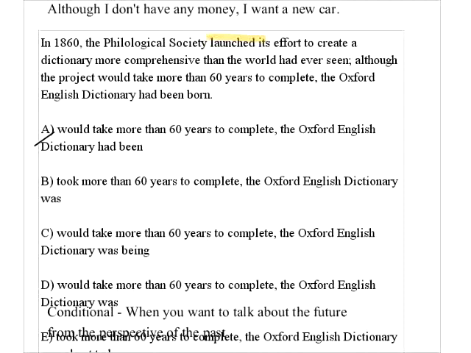But if I don't have the would, the conditional, if I just say, although it took 60 years, it was born, I don't establish that conflict at all, right? So I need the would here, okay? I need the would. So I can get rid of B, get rid of E, and then from there pretty much everybody got the right answer, but somebody tell me, why is it that I prefer was to had been or was being?